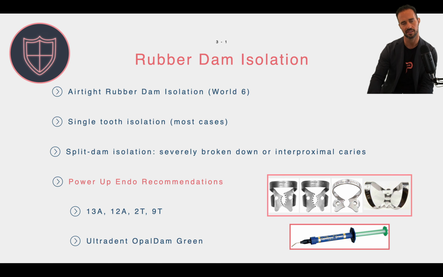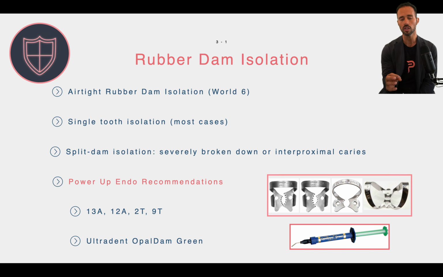You're going to floss down the rubber dam over the mesial contact of the most mesial tooth, and you're going to have a nice, solid, airtight rubber dam isolation. Now, in these situations, I would highly recommend that you block out all the gingival tissues utilizing ultra dense Opaldam Green material that you're going to light cure, and I'm going to demo that for you. But that's going to give you a nice airtight seal, even though you have this large opening in the rubber dam.